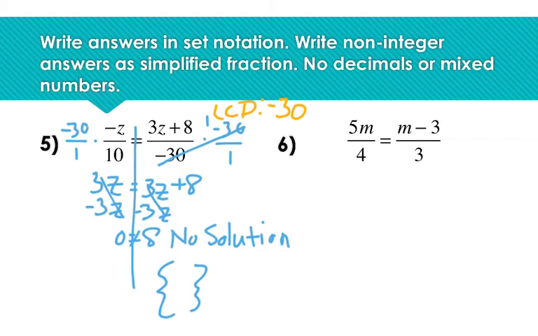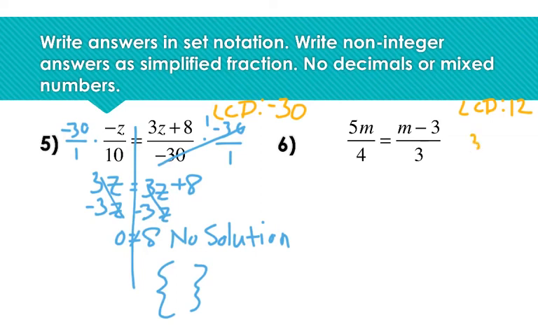We write that in set notation as an empty set of braces. Okay, number 6, we have 5m divided by 4 equals (m minus 3) divided by 3. So the first step we have to take here is to find a least common denominator, or at least a common denominator. And the least one just makes it easier because we're using smaller numbers. So 12 is what they have in common. And remember, we could just count it out.